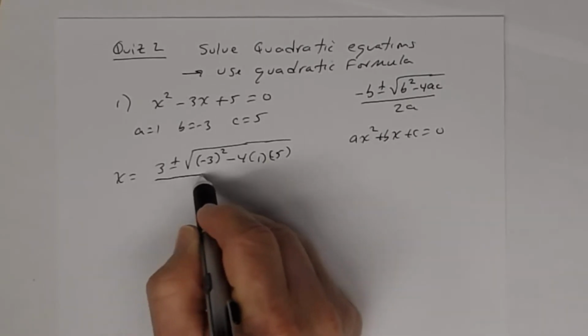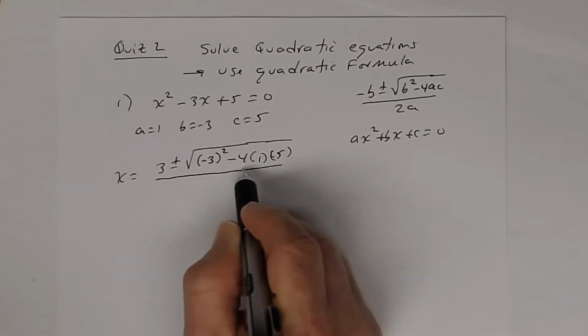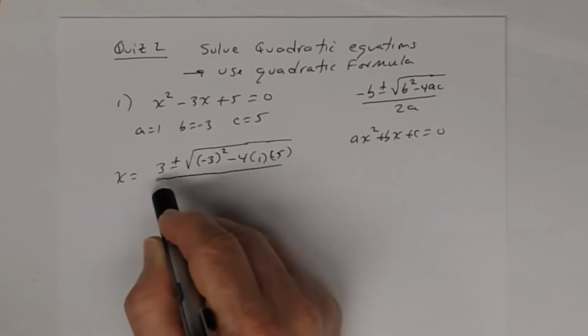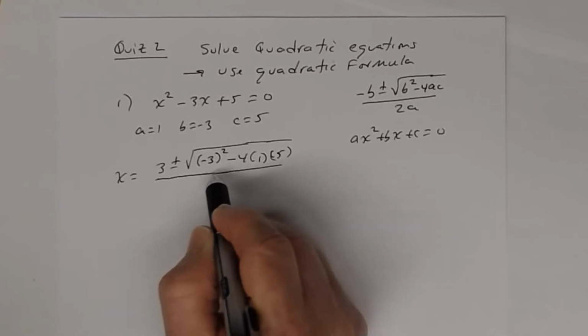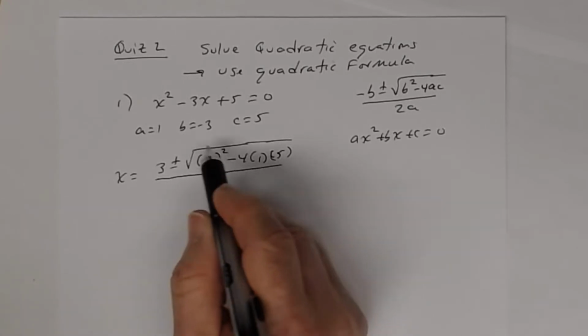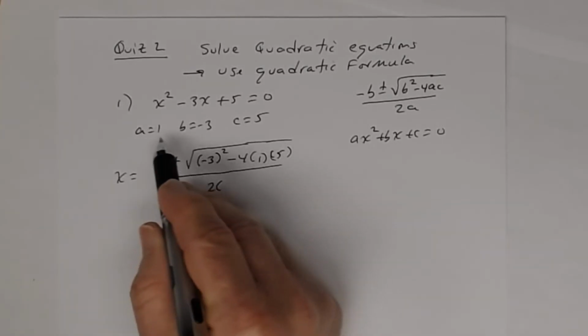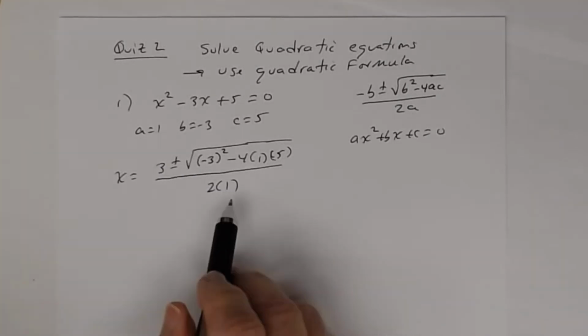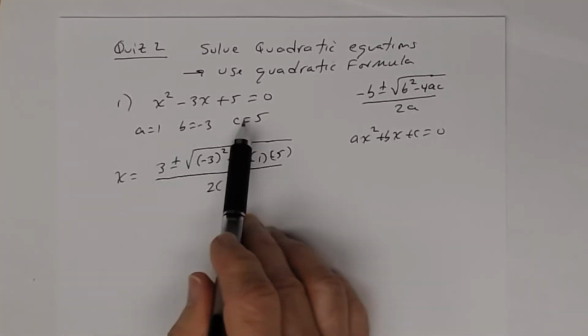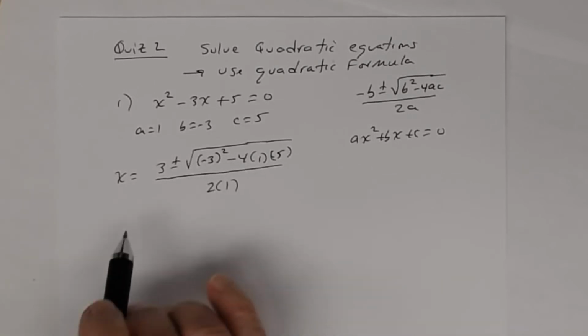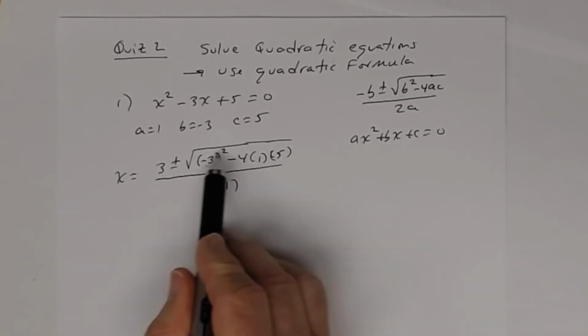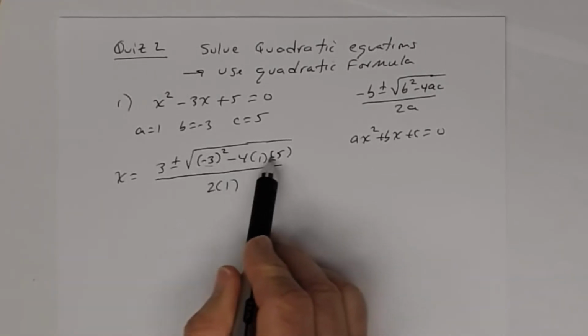All of that, so you have to make sure you do it like this. All of this, not just this, all of this. So that division symbol right here needs to be extended. All of this is being divided by 2 times a, and a is 1. All right, so all I did at this point was substitute all these numbers into the formula. That's what we get. Now let's go ahead and simplify the radicand, or the discriminant.